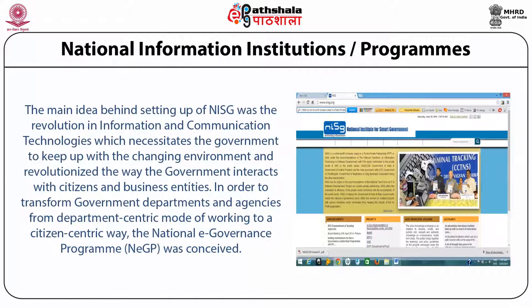The main idea behind setting up of NISG, which is called the National Institute for Smart Government, as shown in the screenshot, was the revolution in information and communication technologies, which necessitates the government to keep up with the changing environment and revolutionize the way the government interacts with citizens and business entities. In order to transform the government departments and agencies from a department-centric mode of working to a citizen-centric way, the National E-Governance Program, or NEGP, was conceived.